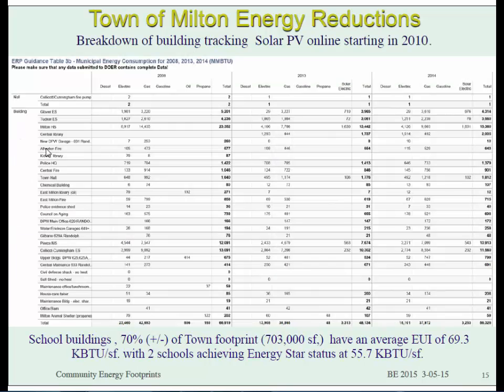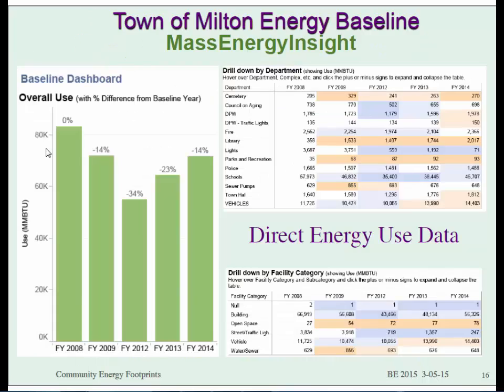It's very hard to see, but school buildings, which are the major energy user, about 70% of the town's footprint, about 703,000 square feet, have an average of about 69 kBTU per square foot. That is the EUI standard that everyone works with, BTUs per square foot, and Keith's going to talk a lot more about that. We've had 2 schools that achieved an Energy Star rating. Milton was in an unusual situation in that we got a bunch of grant money about 5 years ago that allowed us to rebuild most of the schools in town, and that gave us a big leg up.